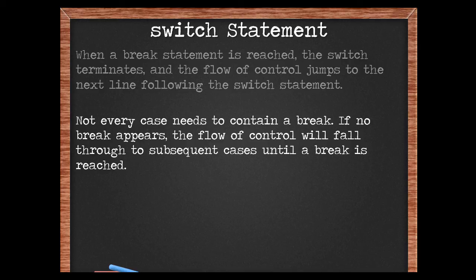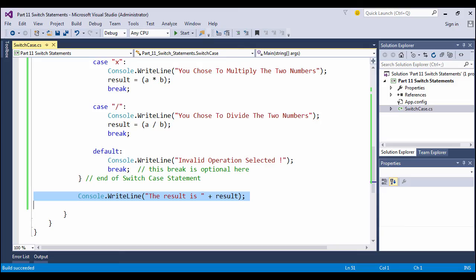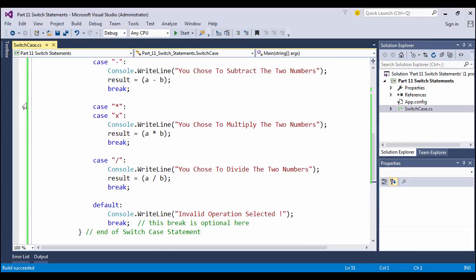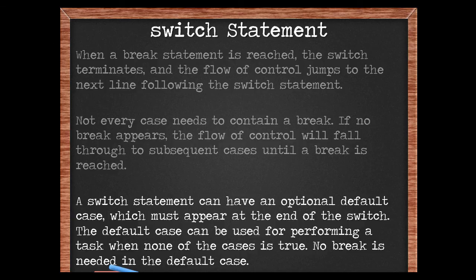Not every case needs to contain a break. If no break appears, the flow of control will fall through to the subsequent cases until a break is encountered. You remember the case when we chose asterisk and cross. We didn't have a break after the first case. We had a break after these two cases together. So if any one of these cases match, the break will run.